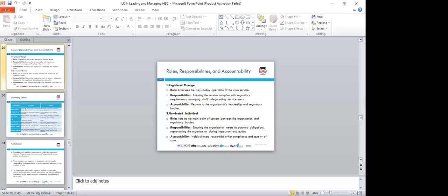But you may have adverts where you can see a deputy registered manager. If you Google on Indeed, you might see things like that, where they need a deputy manager or deputy registered manager. But the nominated manager does a similar role, just like a deputy manager.